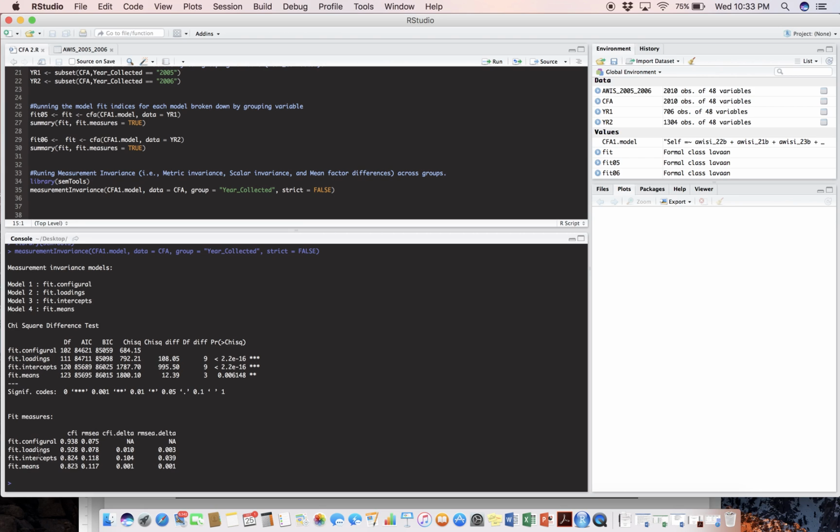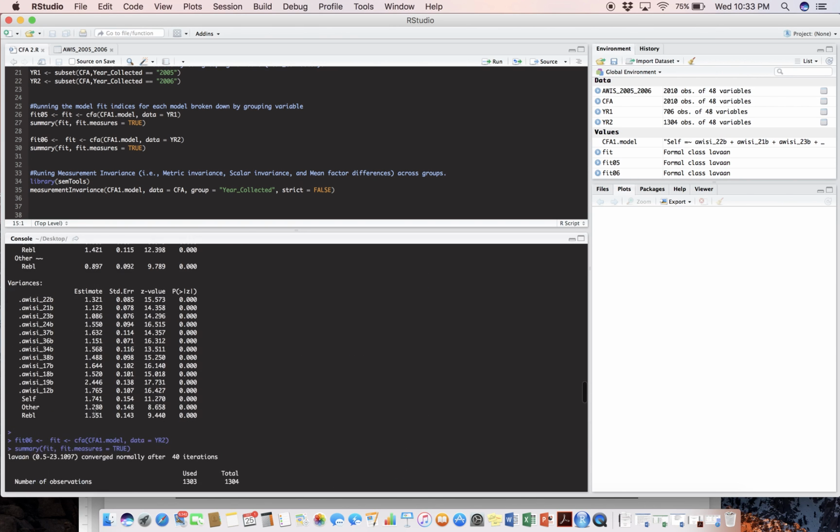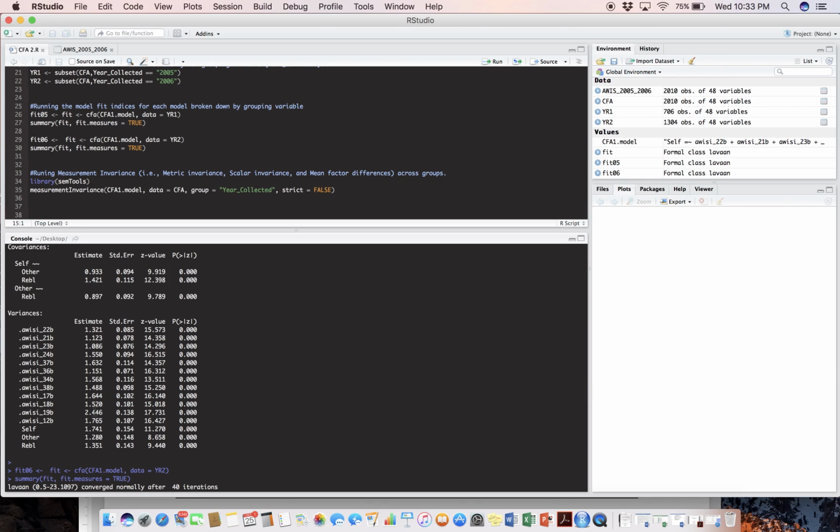But I'll talk more about that in the discussion for the results write-up for this assignment. But yeah, so that would be how we conduct a factor analysis in R. Cheers.